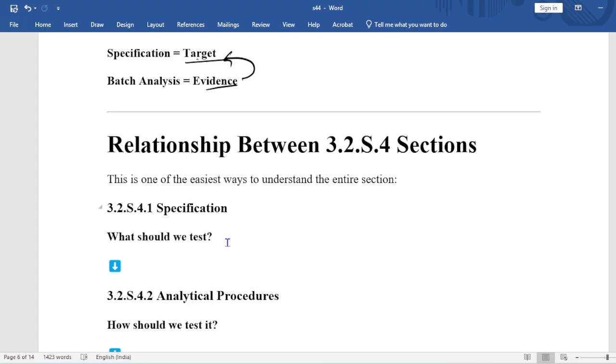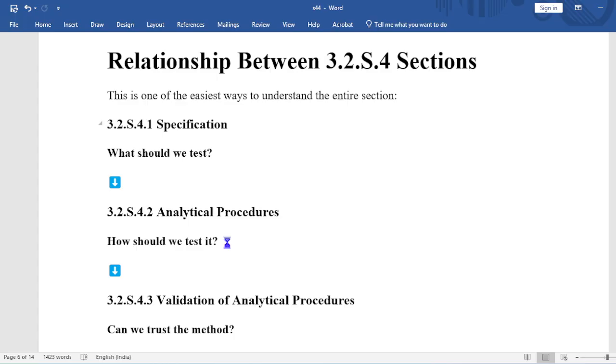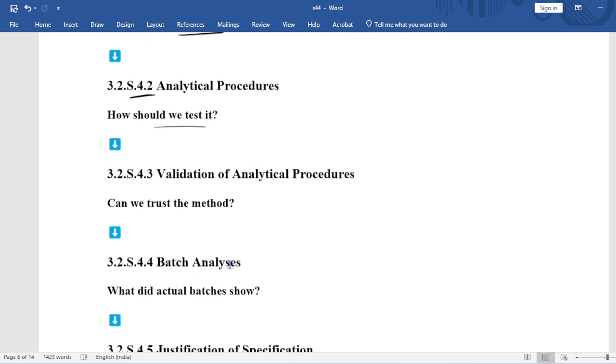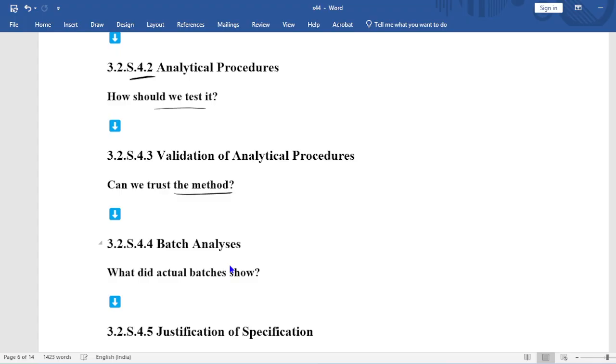So what is the relationship between the 3.2.S.4 sections? 3.2.S.4.1 answers what should we test. S.4.2 tells how should we test it. S.4.3 is going to tell us can we trust the method mentioned in 3.2.S.4.2, by doing the validation. 3.2.S.4.4, which is today's topic, is going to tell us what the actual batches show, because it contains data of the actual batches.